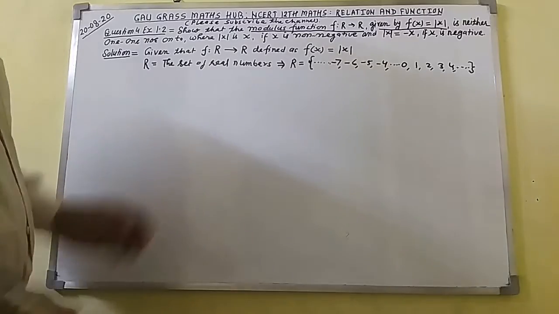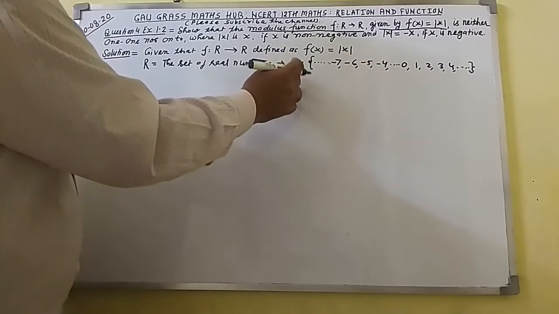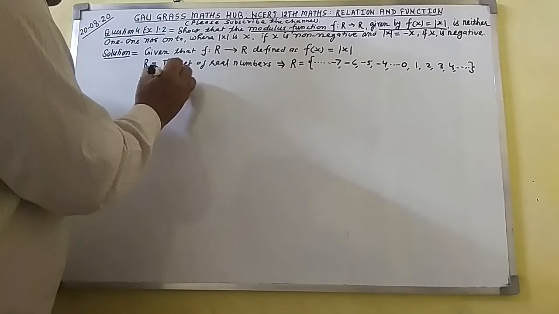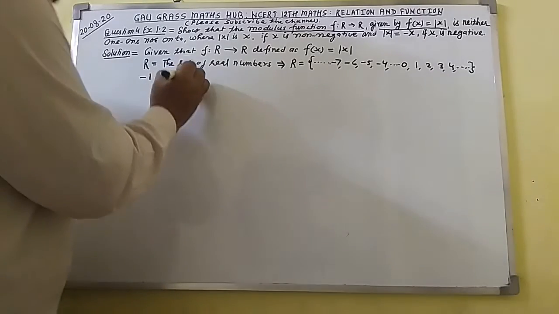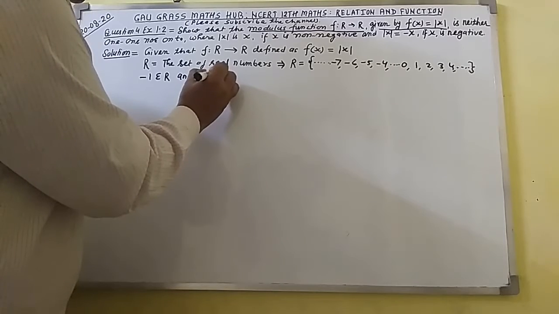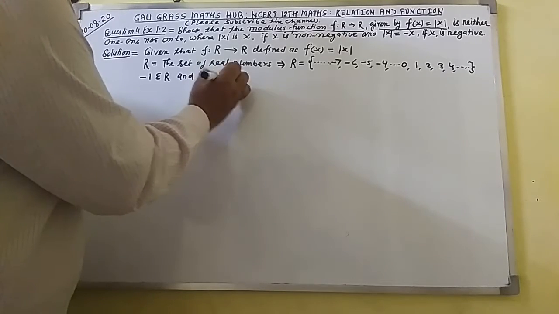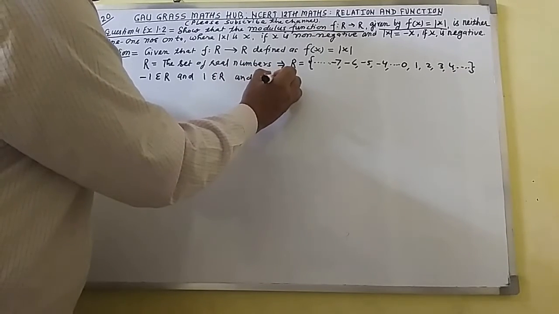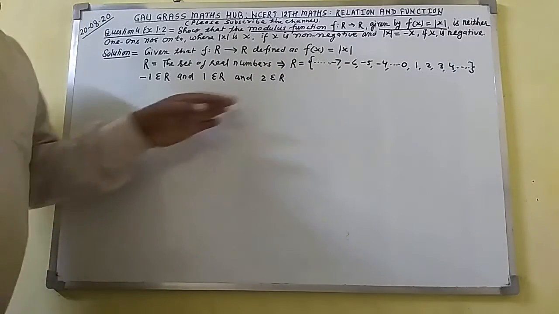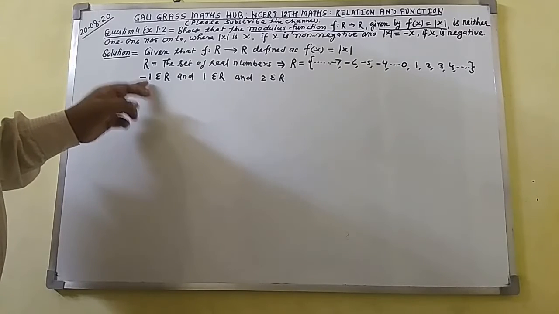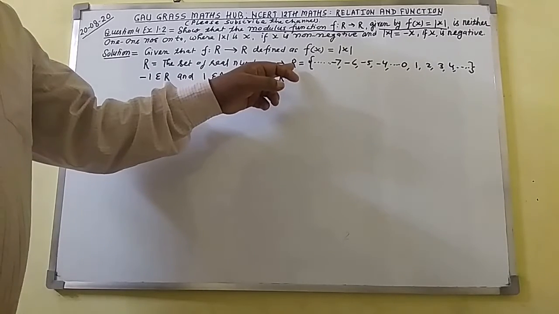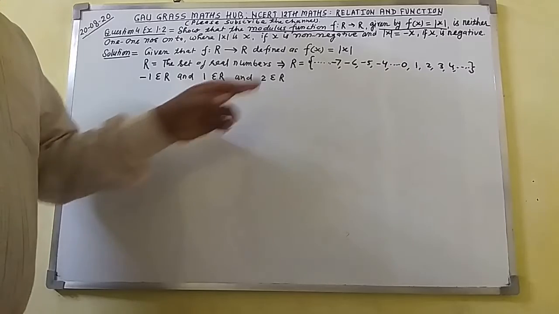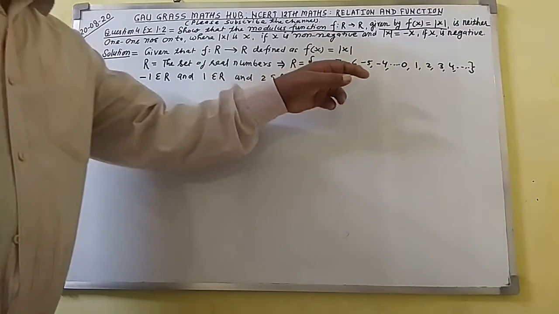This means that minus 1 can be an element of capital R, and 1 can be an element of capital R, and like this 2 can be an element of capital R. Because minus 1 is an element of the set capital R, 1 is also an element of the set capital R, and 2 is also an element of capital R here.